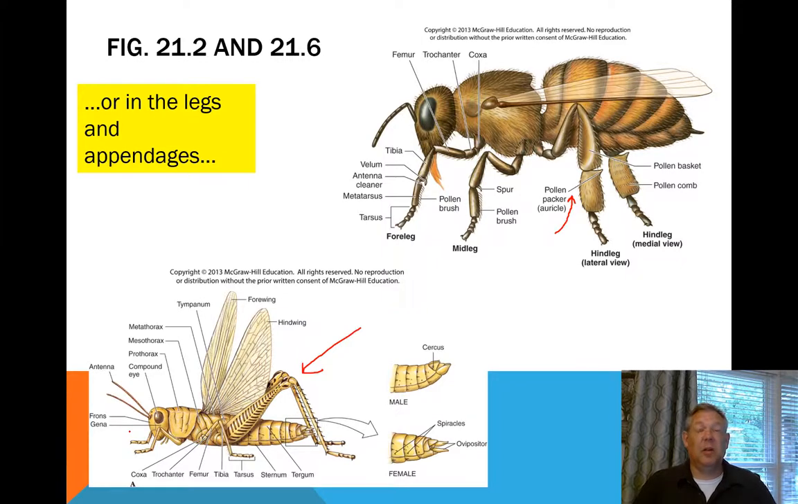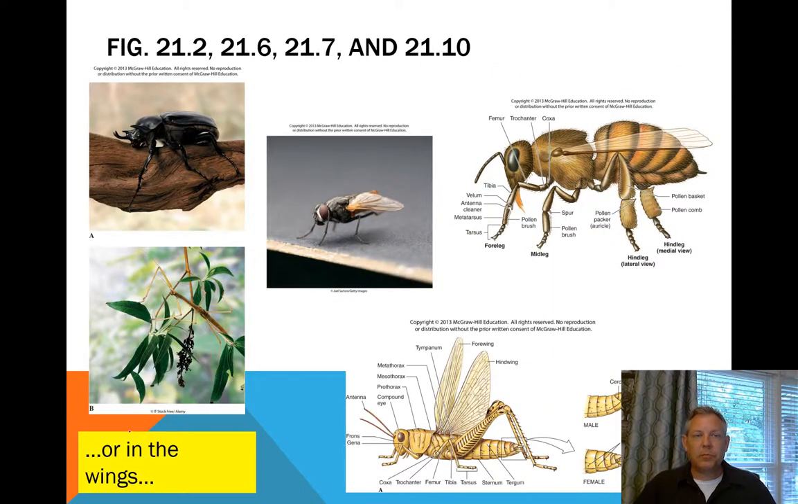Again, this is another reason why the arthropods are so successful. It's because they've got all these structures upon which natural selection can act, and that can be modified based upon the environment.